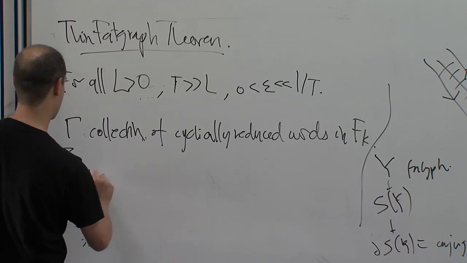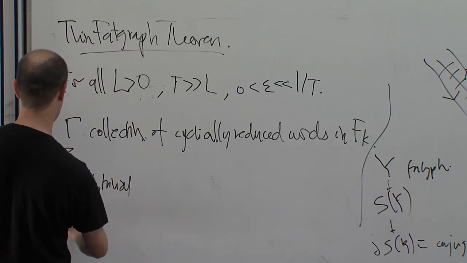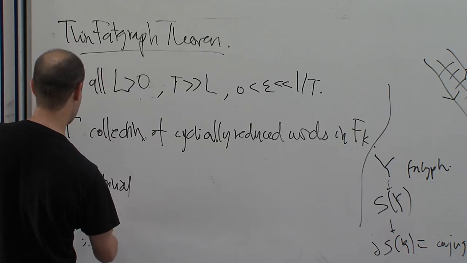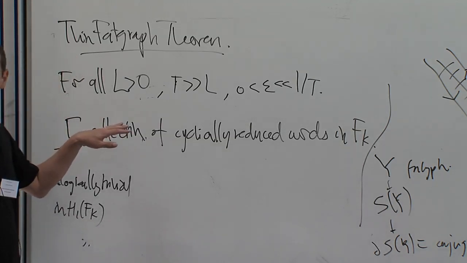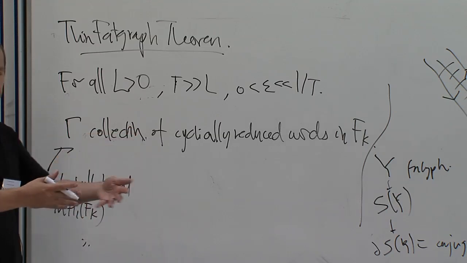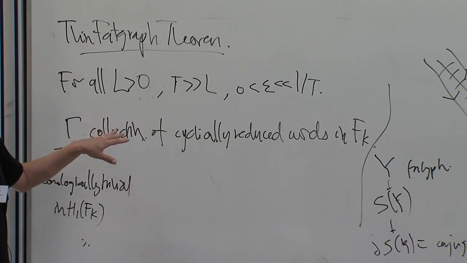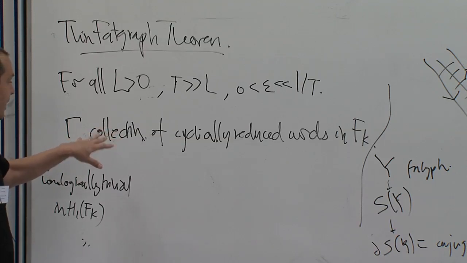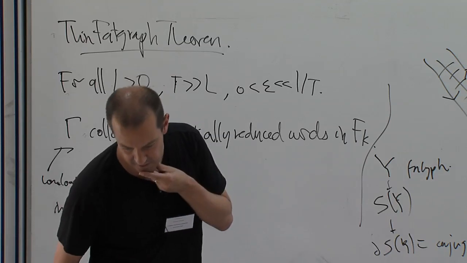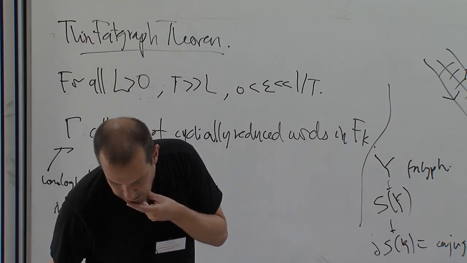Homologically trivial, meaning in H1 of Fk. That doesn't mean that the individual words are homologically trivial, but that the formal sum of them is homologically trivial. So we've got a bunch of loops which, homologically speaking at least, could bound a surface in the free group. And they satisfy a kind of equidistribution property.